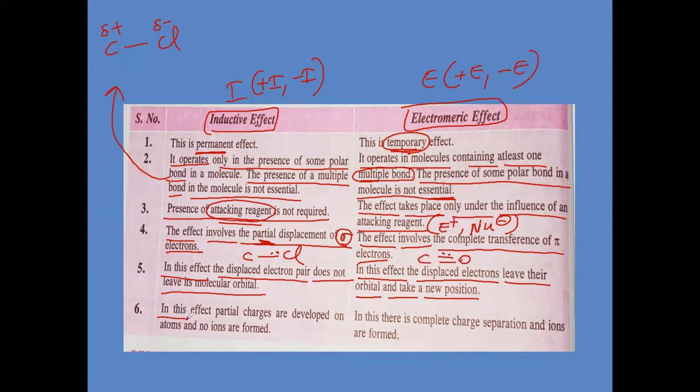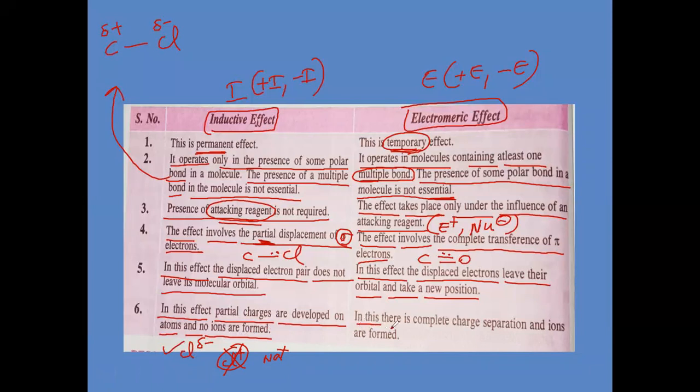Next, in the inductive effect, partial charges, meaning partial negative charge and partial positive charge, are developed on atoms and no ions are formed. A complete ion like Na plus will not be formed here, like a Cl plus ion will not form here. But Cl will get what? Partial negative charge, that's all. But a complete ion will not be formed.